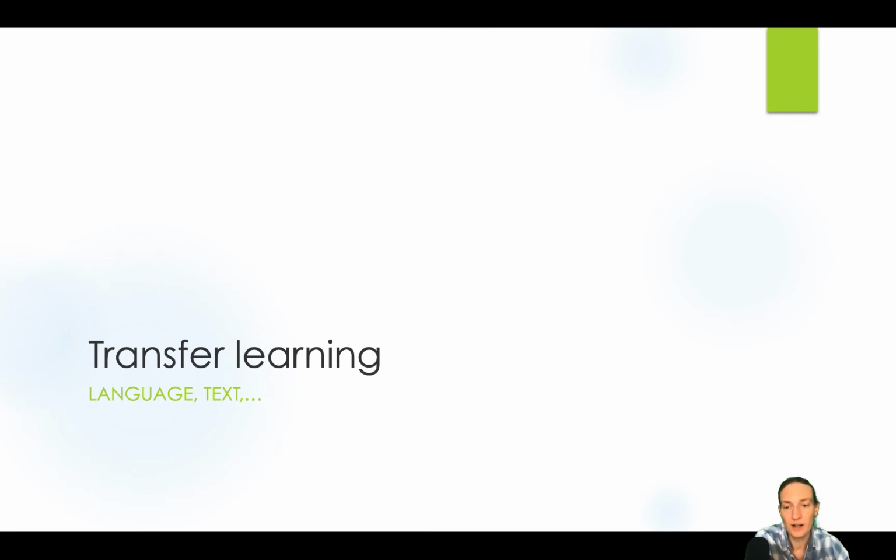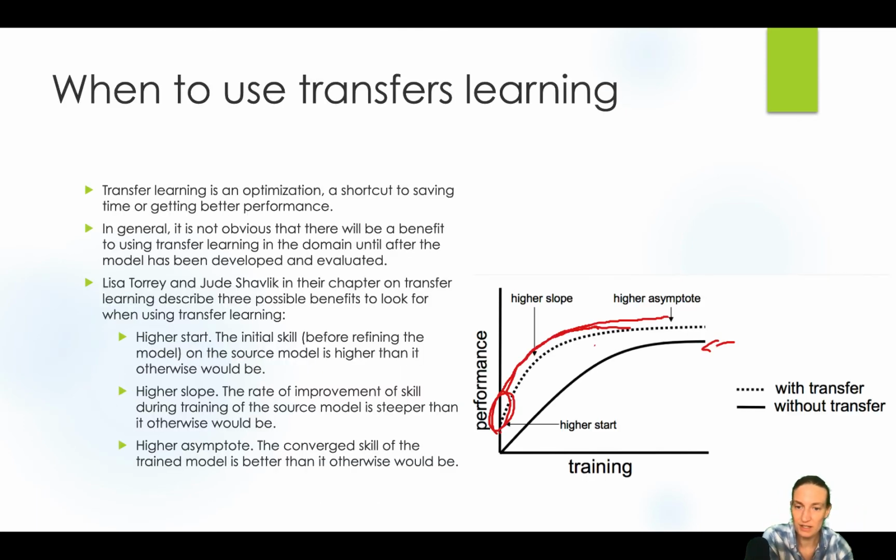But let's talk about a concept that's actually very important in increasing your performance, not just in the convolutional neural network domain, but also for language or text processing. Okay, which is called transfer learning. Transfer learning basically takes a trained network or feature extractor from one task and applies it to a different task. Okay, so it's a sort of optimization, a shortcut that saves you time in getting better performance. Typically, you will start with a higher performance and maybe even end up with a higher performance.